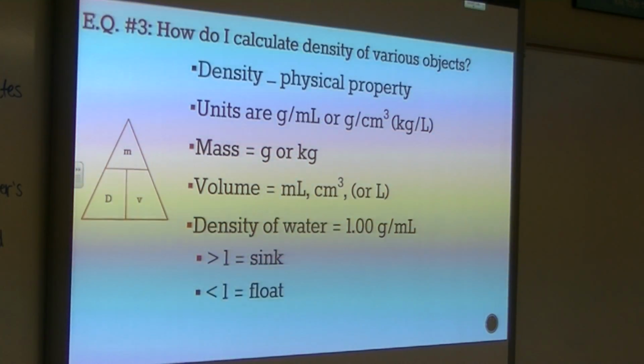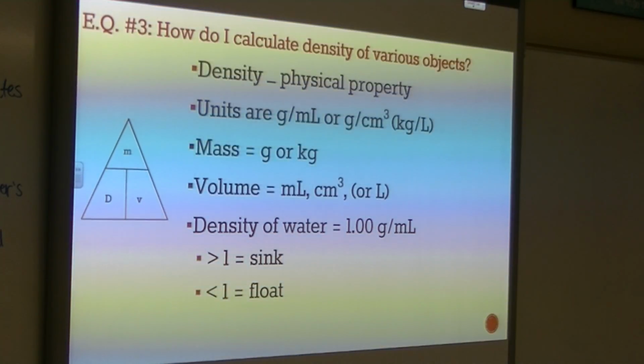And everything they have is in kilograms per liter, and I can't change it. It won't let me change it. So you're going to see kilograms per liter on Monday. The calculations are all the same. It's simply the units that are different. So I don't want you to think you have to do any kind of conversions.